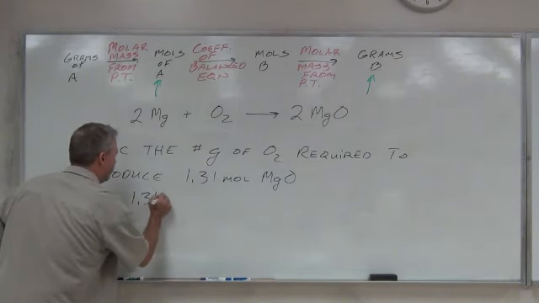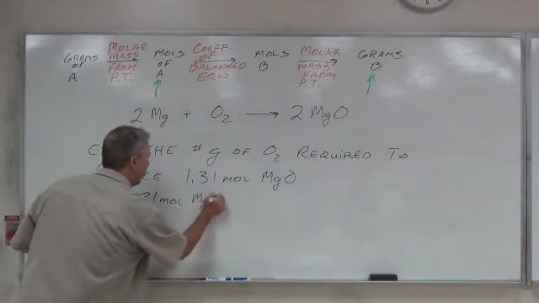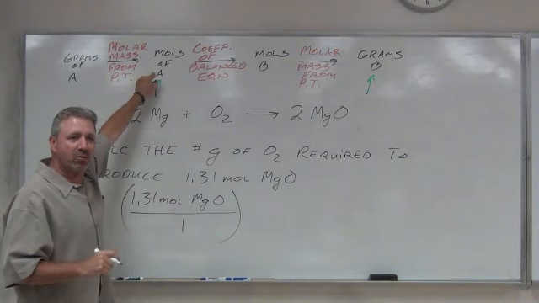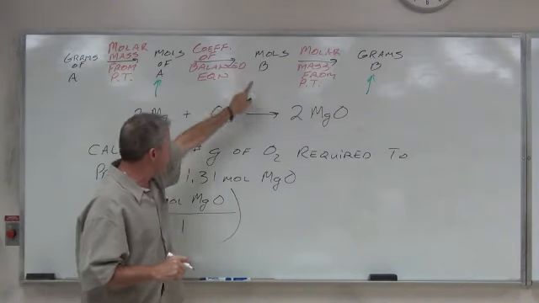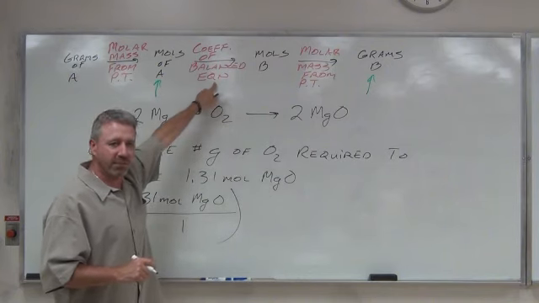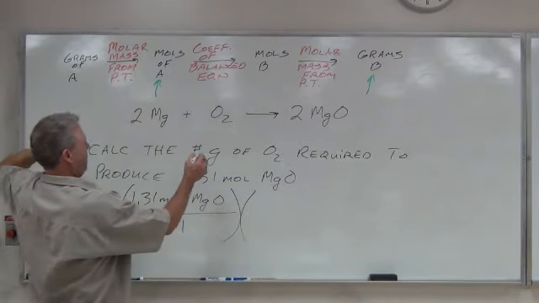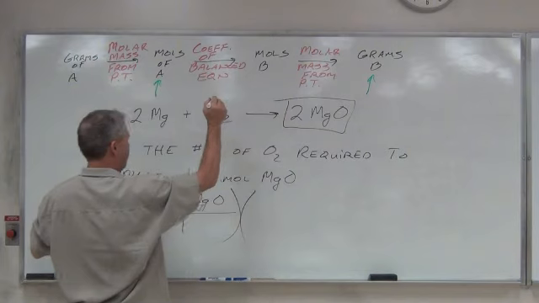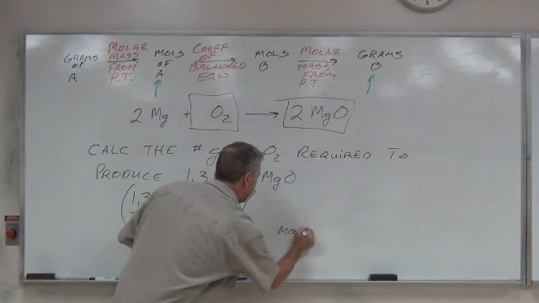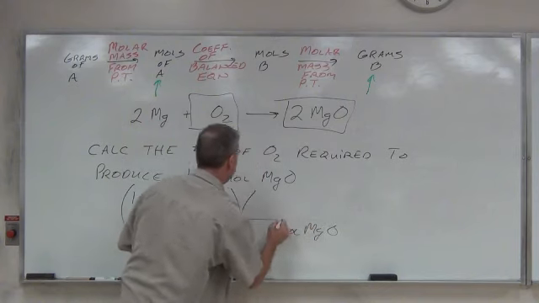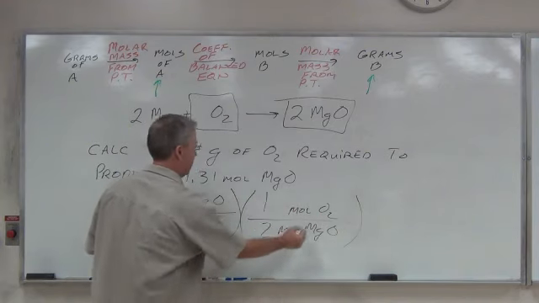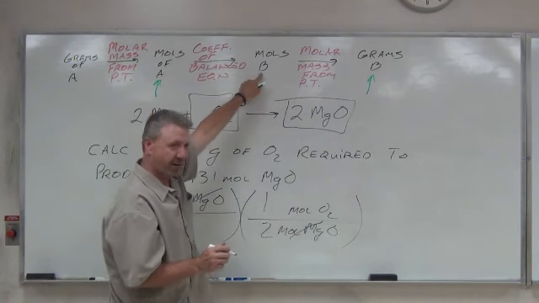Given 1.31 mole magnesium oxide. Where am I? Right there. Given moles of A, I need to go to moles of B, which in this case is moles of O2. How do I do that? Balanced chemical equation. I'm looking for a relationship between this and this. I know mole of MgO goes on the bottom and mole of O2 on the top. Two, one. They're gone. Now I'm here.